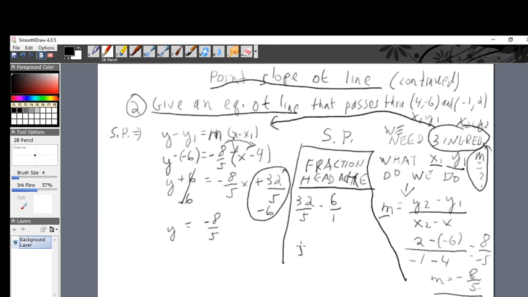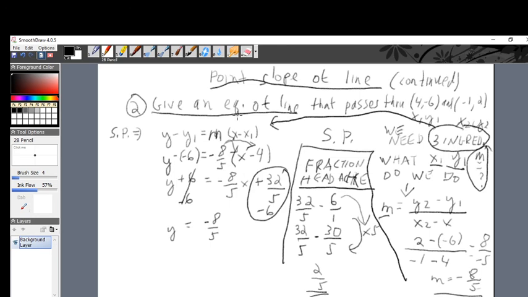We have to put them both in fifths. They need a common denominator. So 32/5 is already 32/5. But how do I get 1 to become 5? I have to multiply times 5. 1 times 5 is 5, and 6 times 5 is 30. That's how I convert 6 over 1 into 30 over 5. Now, 32 minus 30 is equal to 2/5.